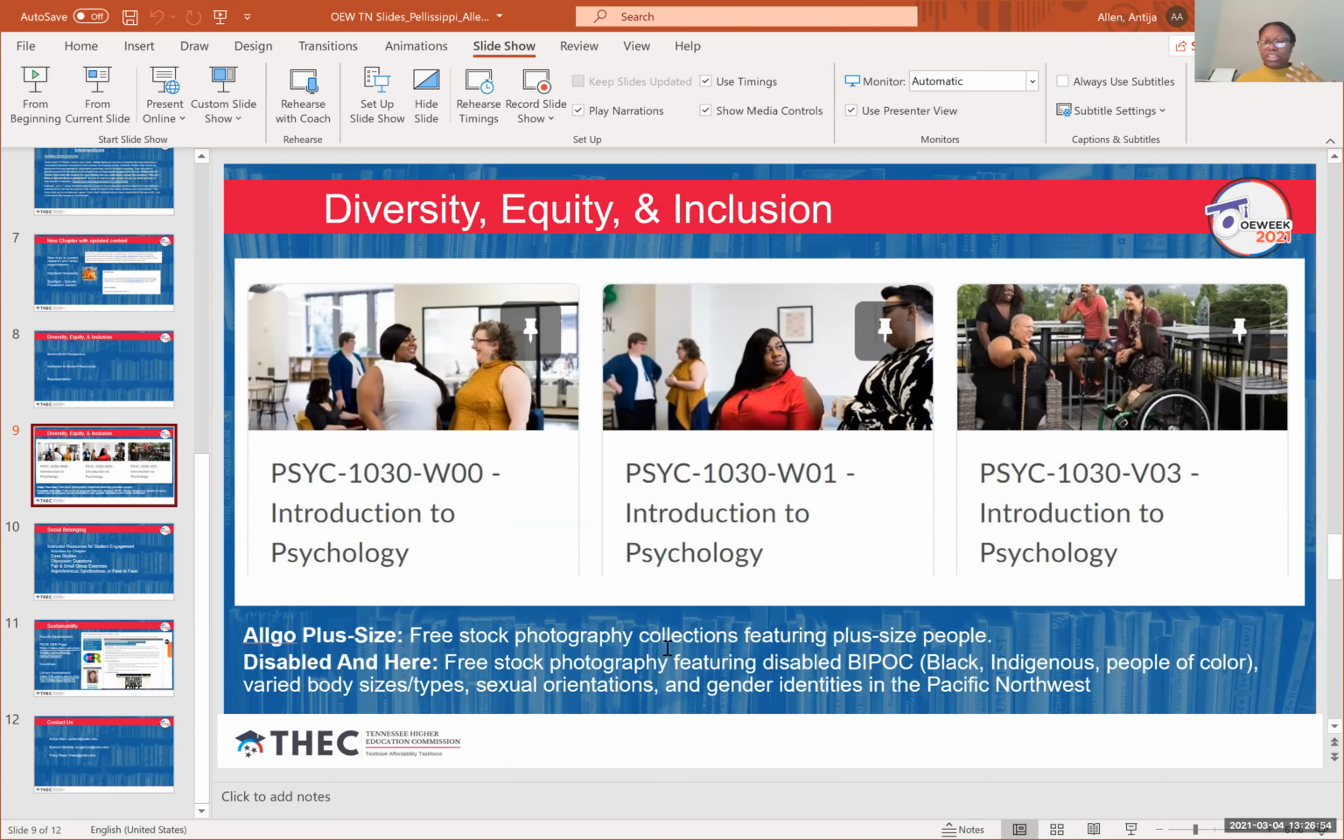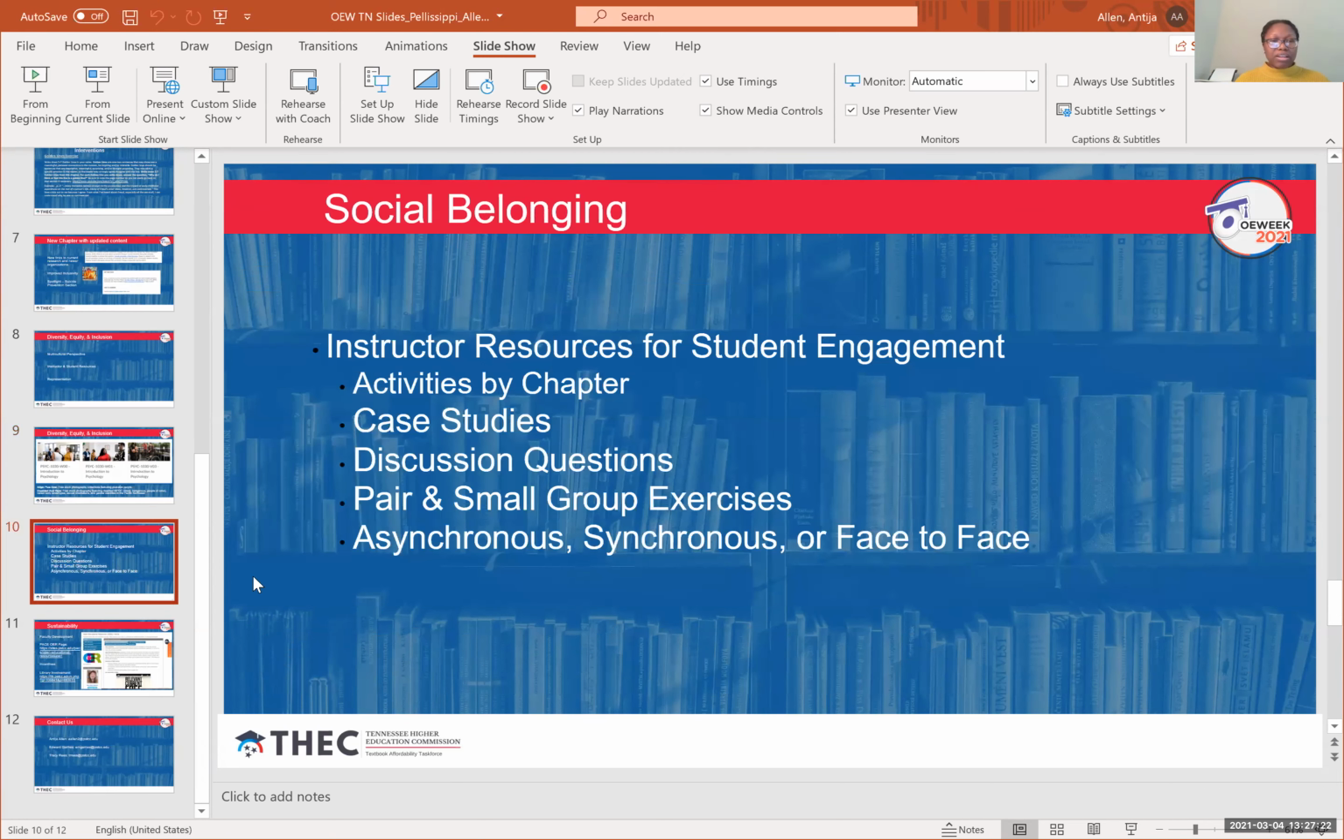This comes from two different links, one called All Go Plus Size, another one Disabled and Here. And so our students get to see themselves when they log on to Brightspace. They get to see people who look like them, and representation truly matters when we talk about diversity and inclusiveness. And something else that our institution has been focusing on for quite a while is social belonging.